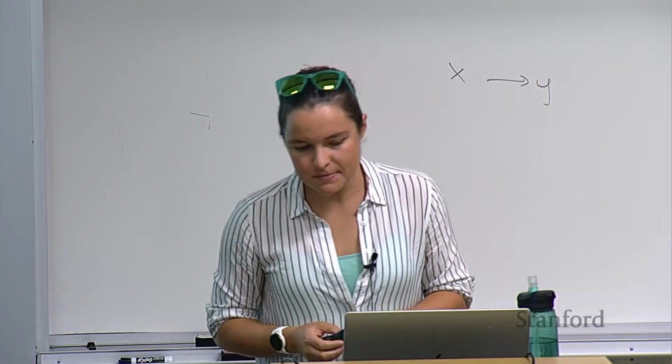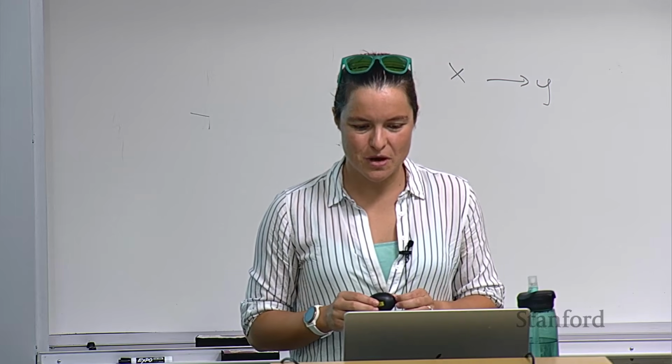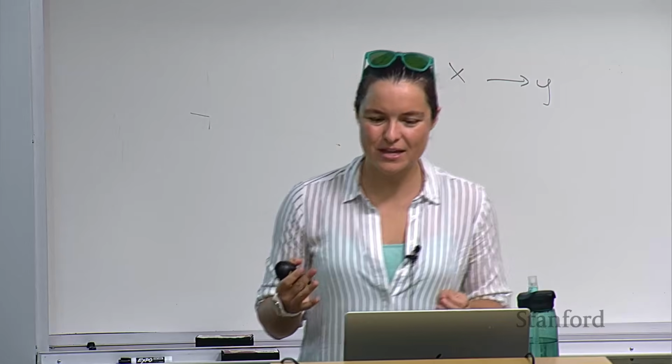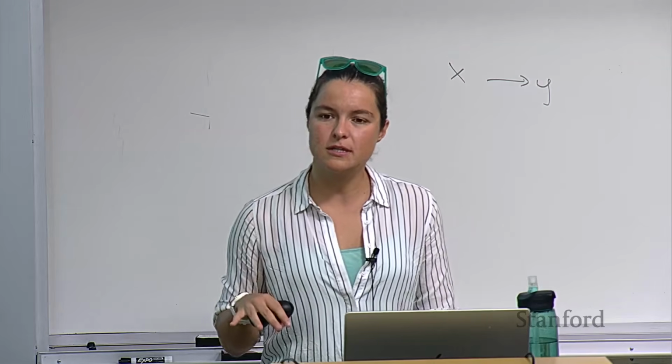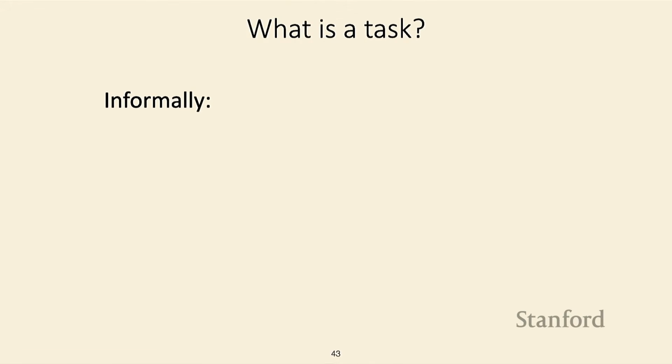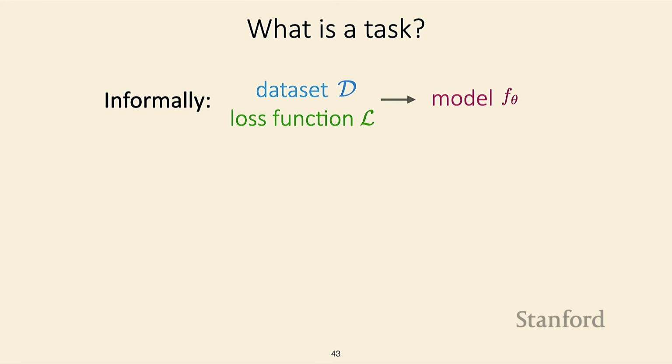In the last 15 minutes or so, I'd like to dive into what actually a task is and what multitask learning is. We'll do this fairly informally in this lecture, but more formally define things in the next lecture. So informally, we can think of a machine learning task as something that takes as input a data set and a loss function and tries to produce a model. I think this is a fairly intuitive way to think about a machine learning task, because when you want a machine learning system to solve a task, you typically give it a data set and a loss function and optimize that to get a model.